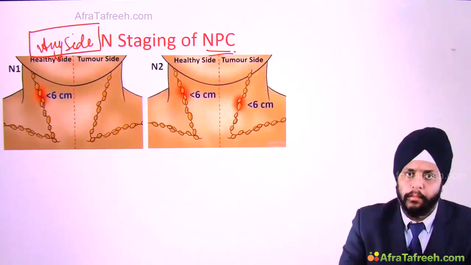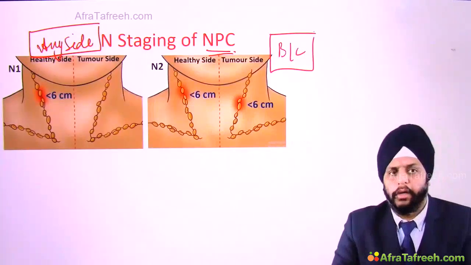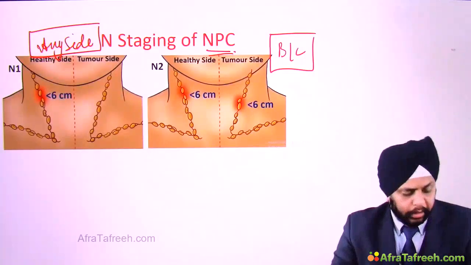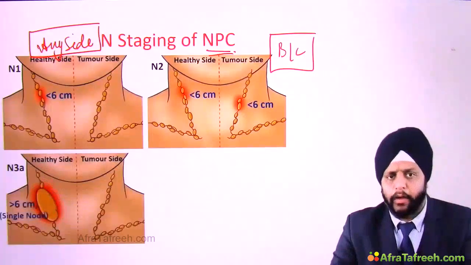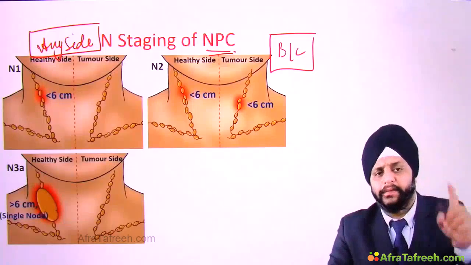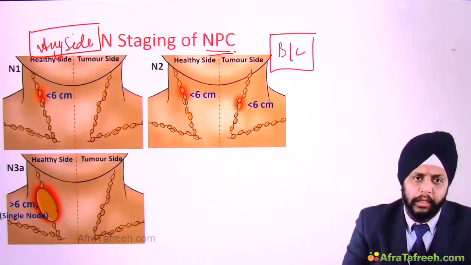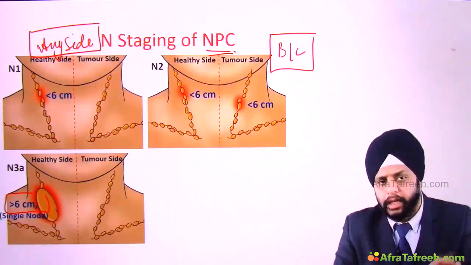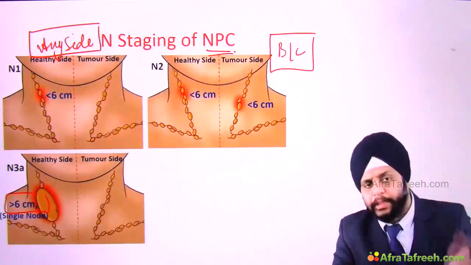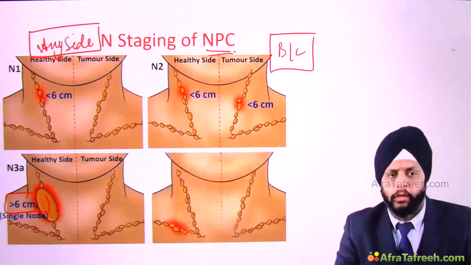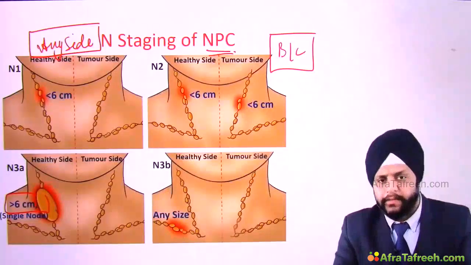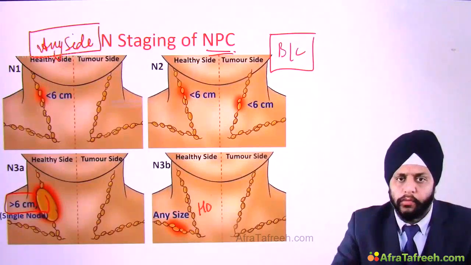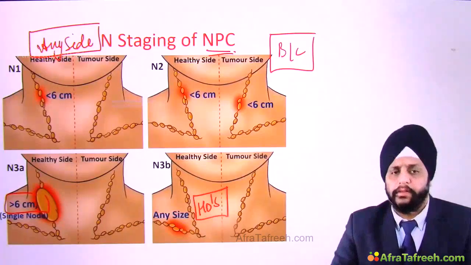Now, what is N2? N2 is bilateral, okay? Less than 6 centimeter, but bilateral. Now, N3, or rather call it N3A, okay, and that is a single node more than 6 centimeter. Single node more than 6 centimeter, that is N3A. Now we have a special N staging, so we have a special N3B staging also. Okay, what is this N3B staging? Any size, any side, if the malignancy is in Ho's triangle.